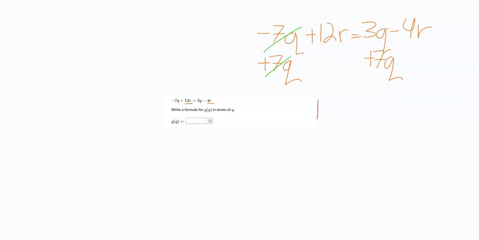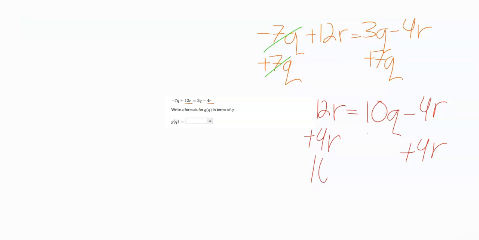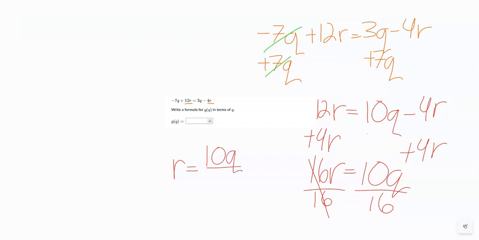All right, so we have 12r equal to 3 plus 7, which is 10q, minus 4r. Now let's move the 4r over by adding it to both sides. We get 16r is equal to 10q. And now we want the r by itself, so you divide both sides by 16. So r is equal to 10q over 16. Both of these are even, so we divide them by 2, and we get 5q over 8.